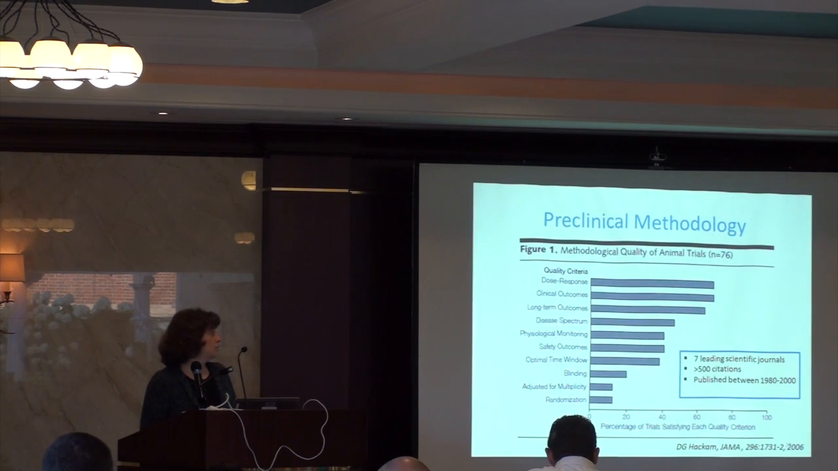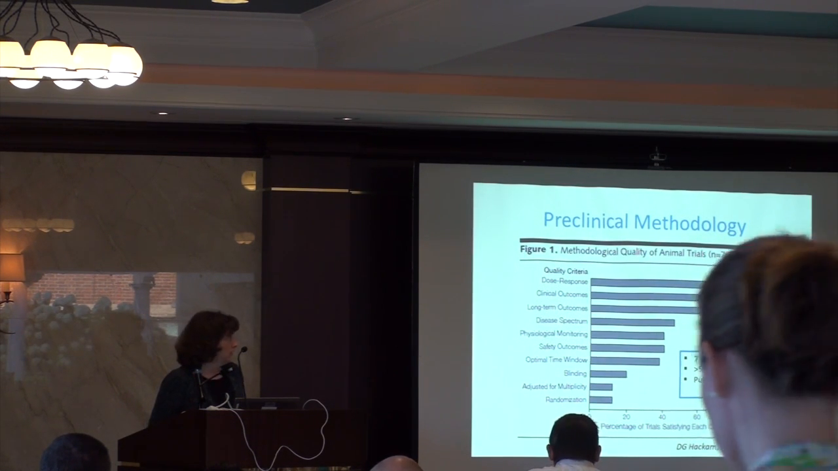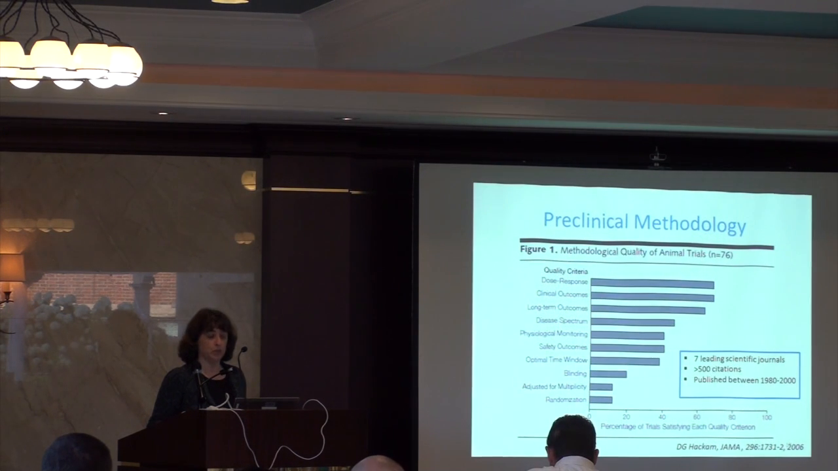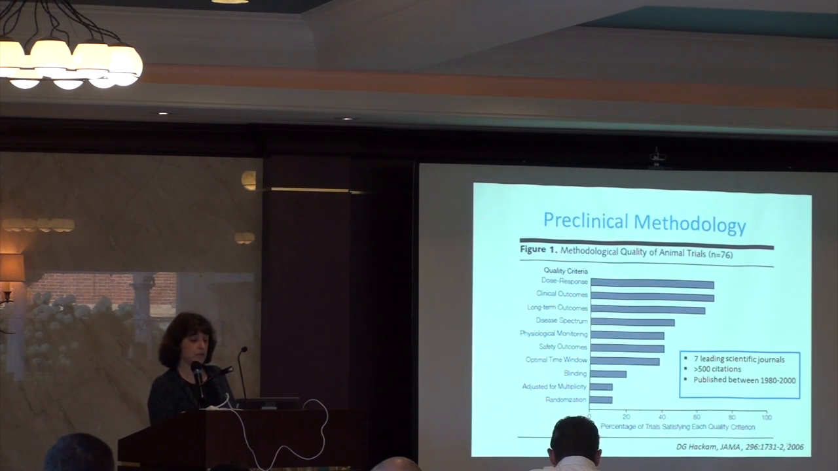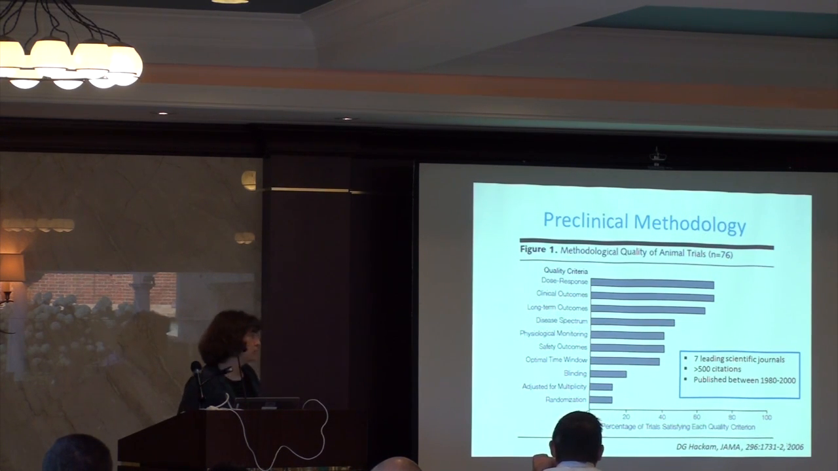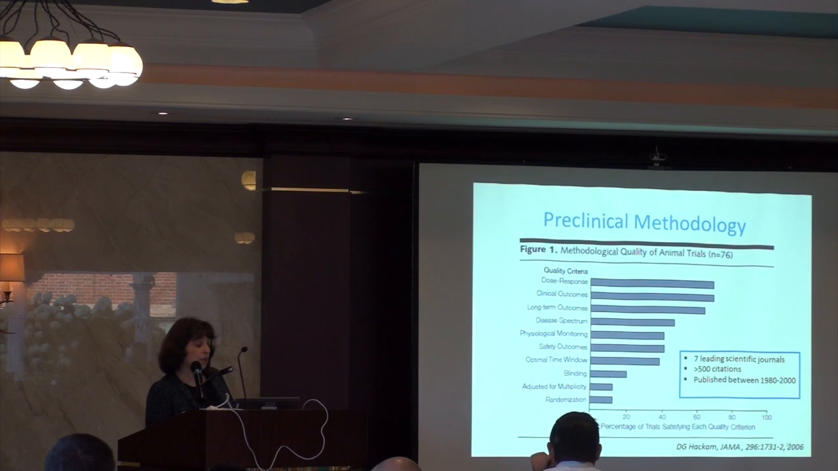So this slide is just emphasizing some of the data when looking at the types of methods used in preclinical studies. This is a paper summarizing publications from 7 scientific journals that had greater than 500 citations each. So clearly these were big-impact studies across the time period of 1980 to 2000. And I don't have a pointer, but you can see at the bottom that the percent of studies that included blinding, adjusted for multiplicity, or included randomization are all less than 20%. So I think this shows that there really are significant issues that have been identified in the preclinical research publications that make you need to rigorously look at the data that you're using.